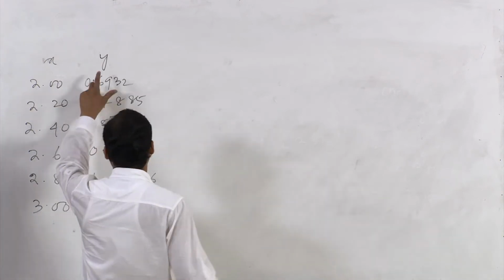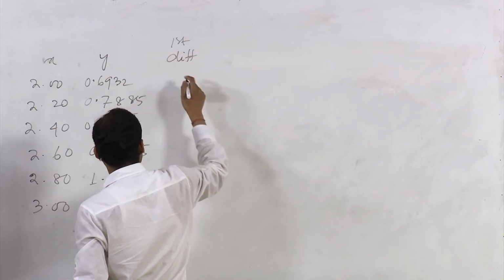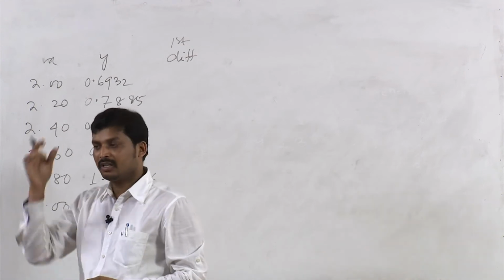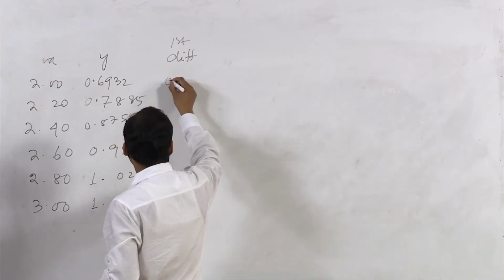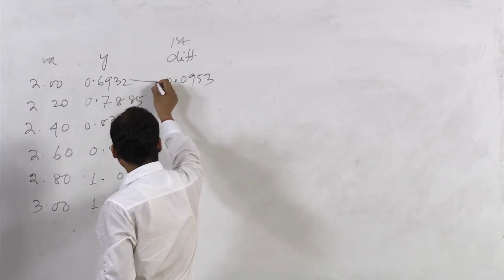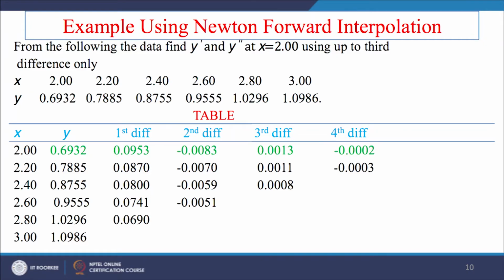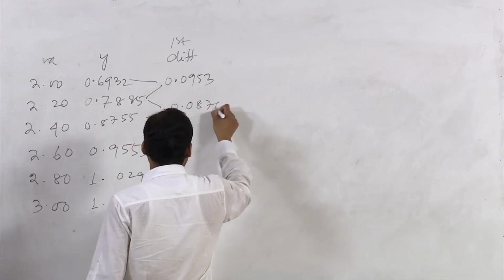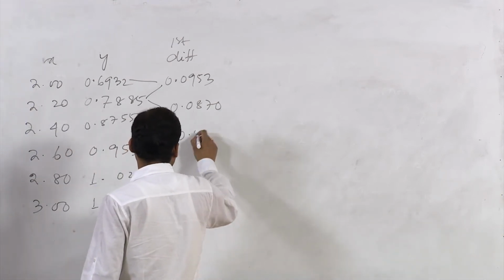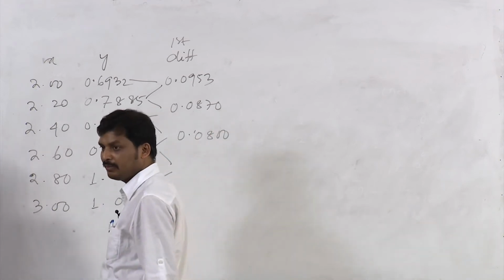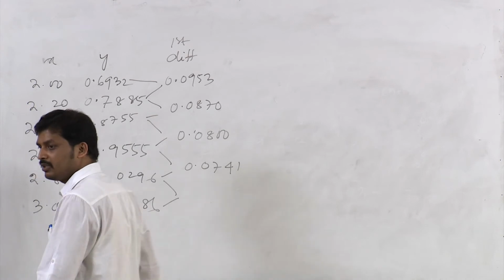So, we will consider the differences of these values. For the first differences, we take 0.7885 minus 0.6932, which is 0.0953. Similarly, the next differences are 0.0870, then 0.0800, then 0.0741, and then 0.0690.